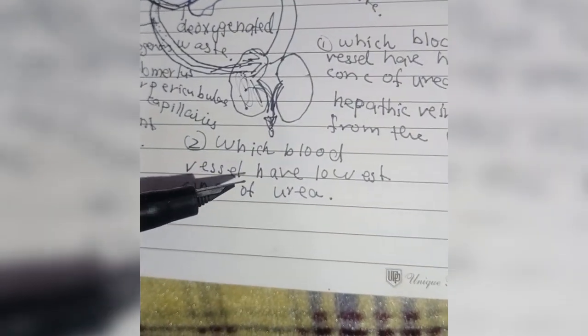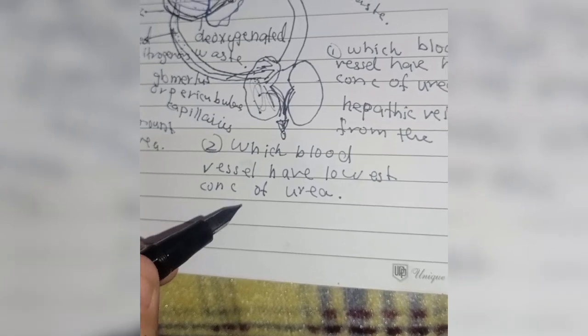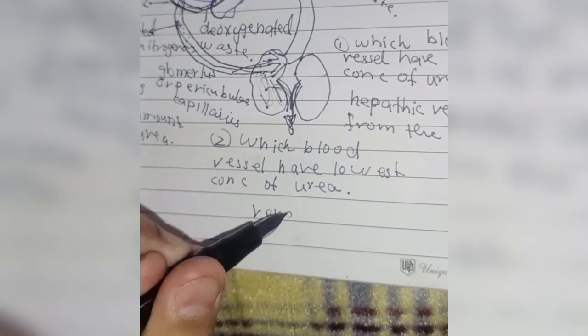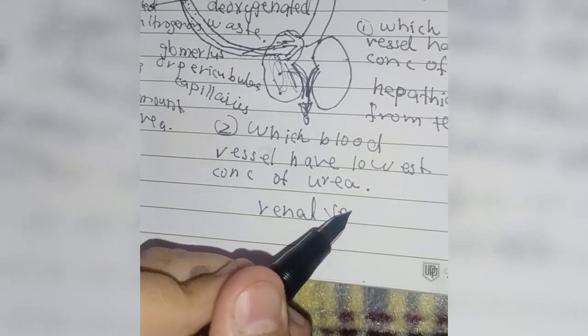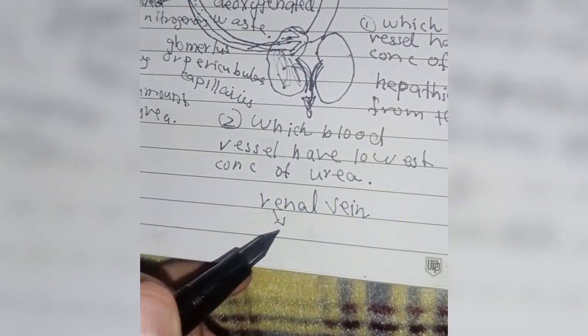Okay, so which blood has the lowest concentration of urea? So you can say the renal vein. This is the vein of the kidney.